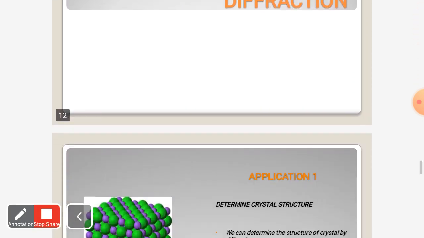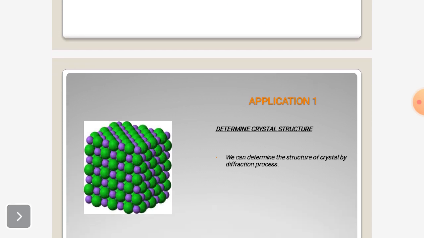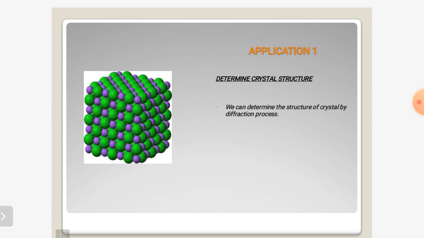Then applications of diffraction. Number one, determining crystal structure. We can determine the structure of a crystal by the diffraction process. In this picture, we can find this type of structure in crystals by the diffraction process.